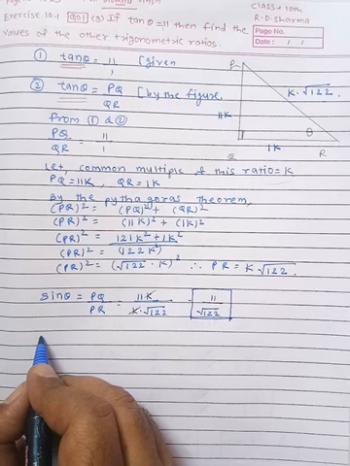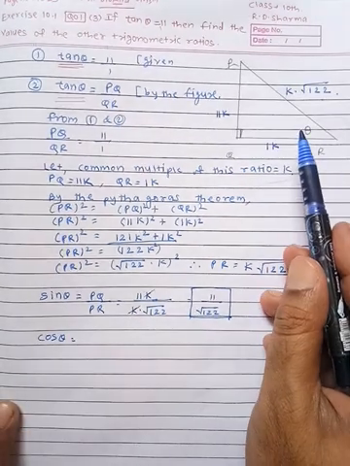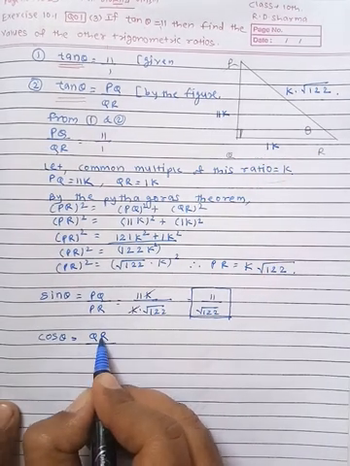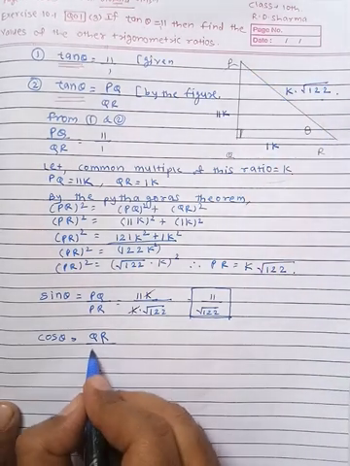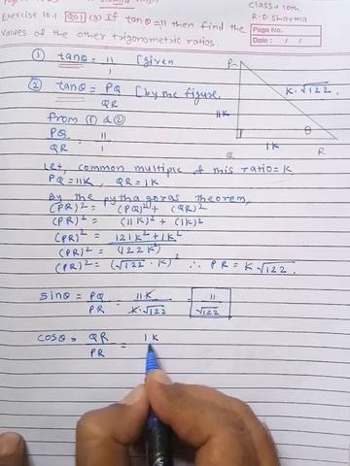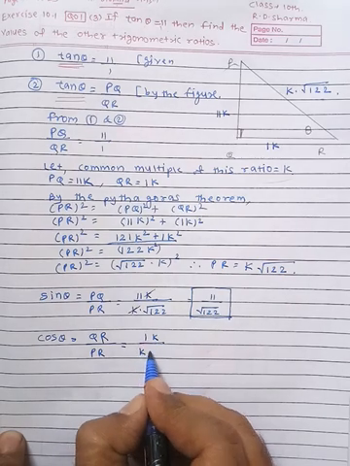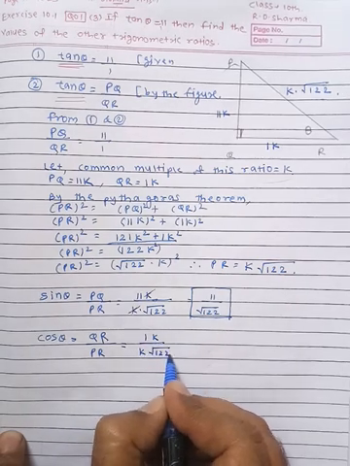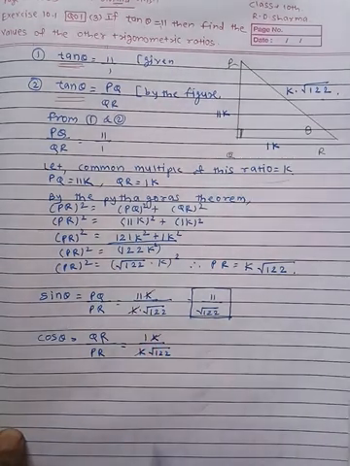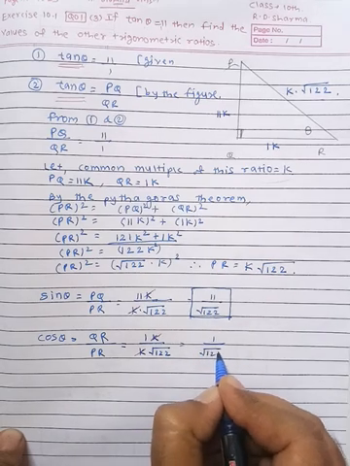Then find cos theta. Cos theta is equal to the adjacent side of theta. The adjacent side of theta is QR, upon hypotenuse. Hypotenuse is PR. That is equal to QR which is 1K upon PR which is K into under root 122. Here also K gets cancelled. So the value of cos theta equals 1 upon under root 122.